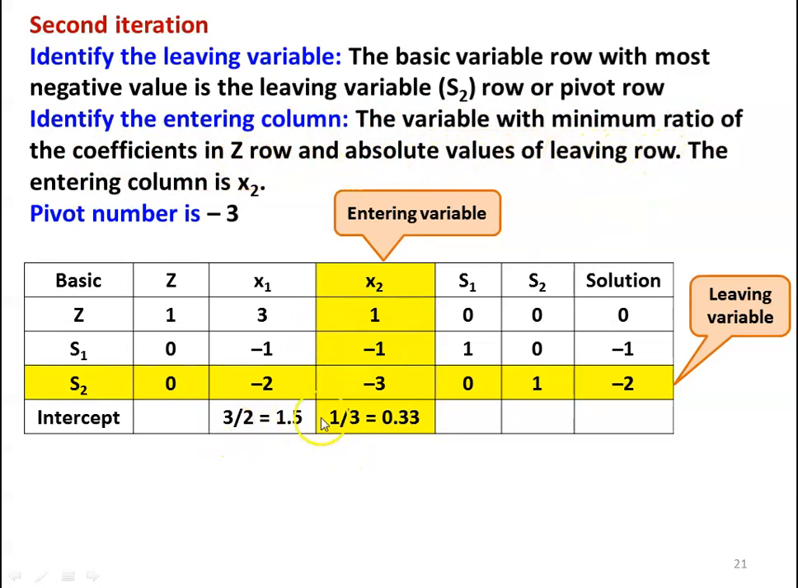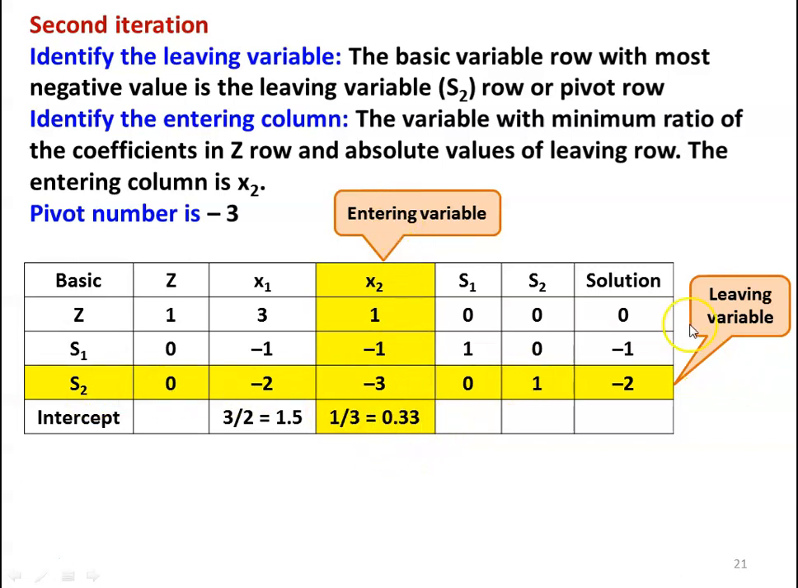So, we have to calculate the intercept. 3 divided by minus 2, absolute value, so you ignore the negative sign, 3 by 2 equal to 1.5. 1 divided by 3 equal to 0.33. So, the minimum value is 0.33. That is the leaving variable.